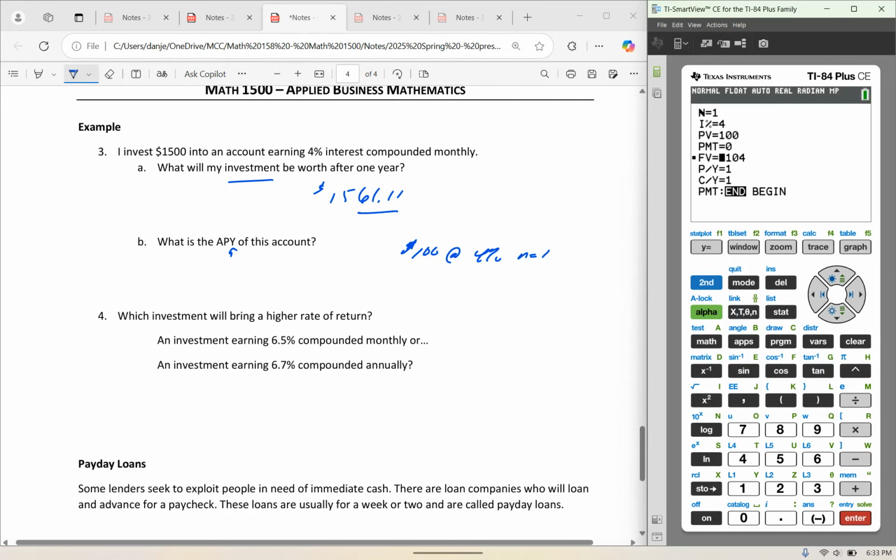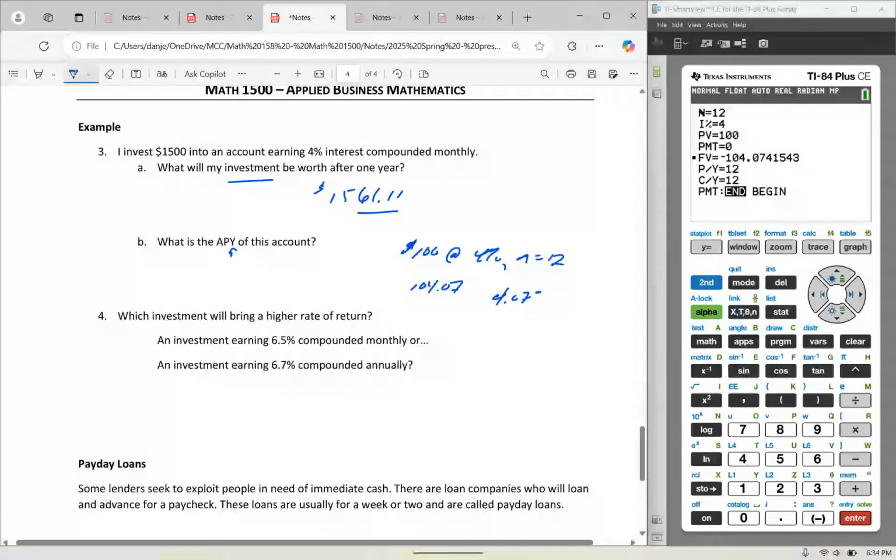But what if I earn 4% interest compounded monthly? So my N would be 12. If I compound my interest 12 times a year, 1 year, 12 months, my N is 12. What's the future value of my account? At the end of that year, my investment is now worth $104.07. So that would be 4.07% yield. My APY is 4.07% interest.